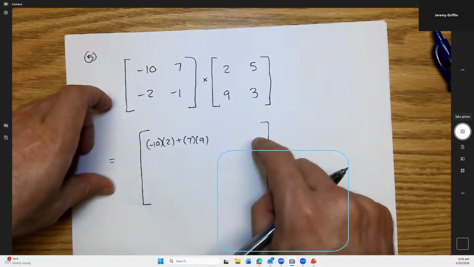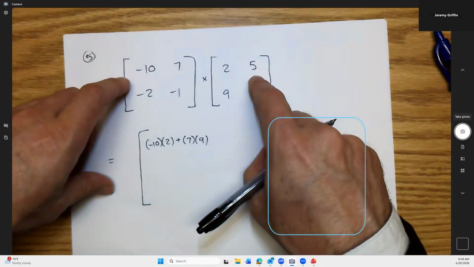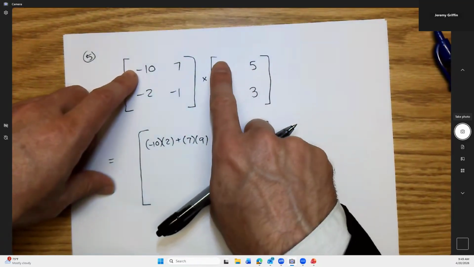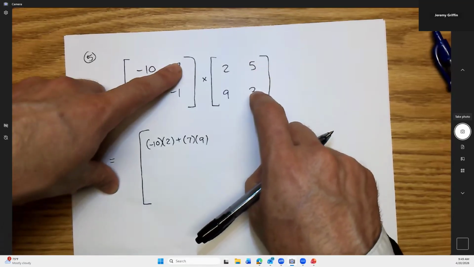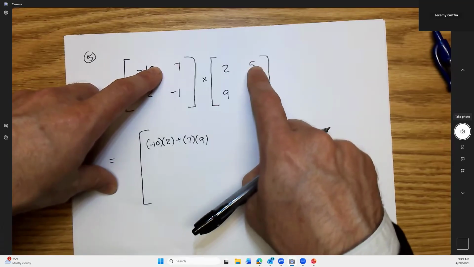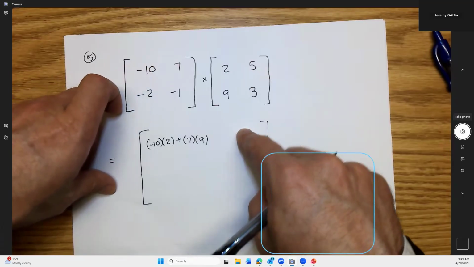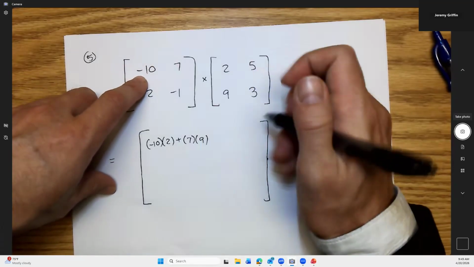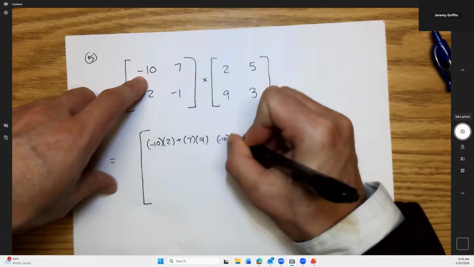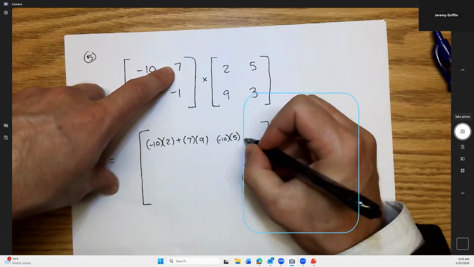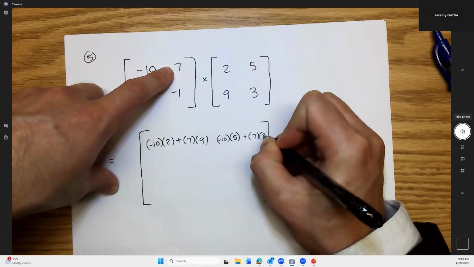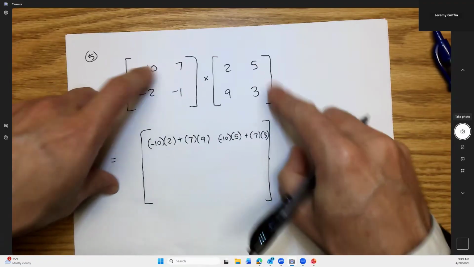How about this top right element right here? Element 2. Here I'm gonna go over to the second column. It's kind of like the intersection of the top row and the right column. So I've got negative 10 times 5, and then plus 7 times 3. And that'll be this top right element.